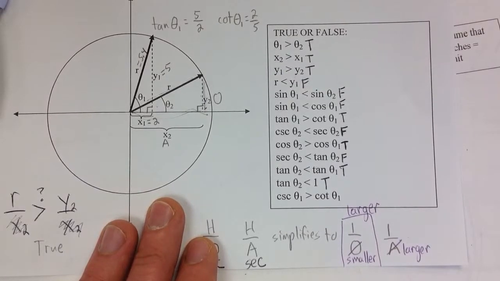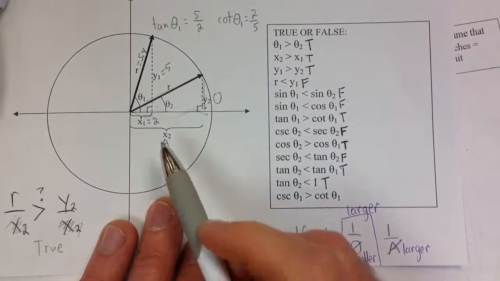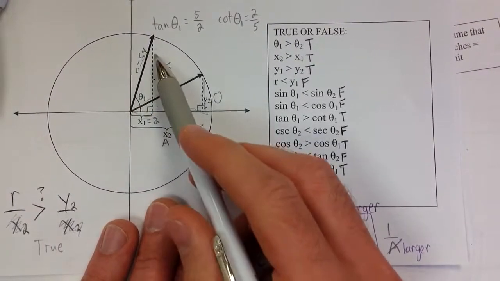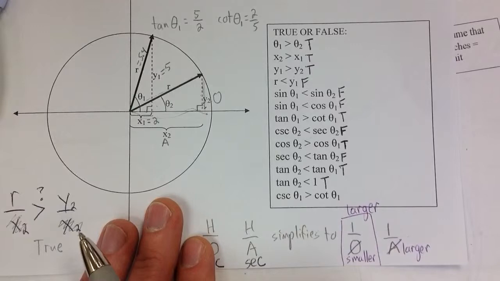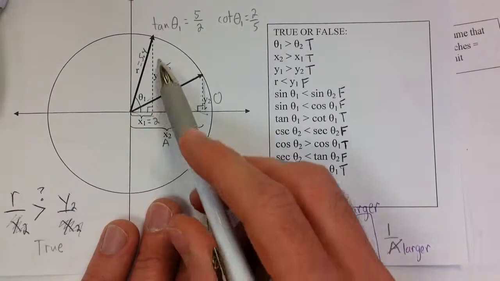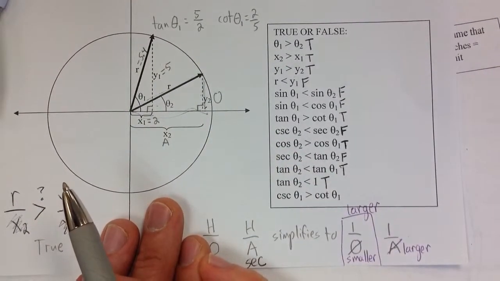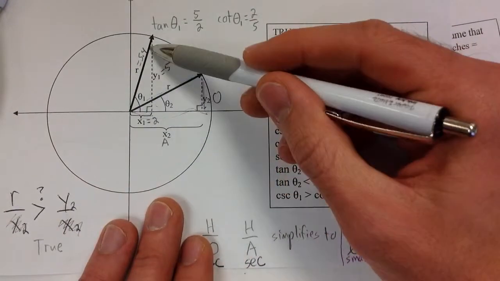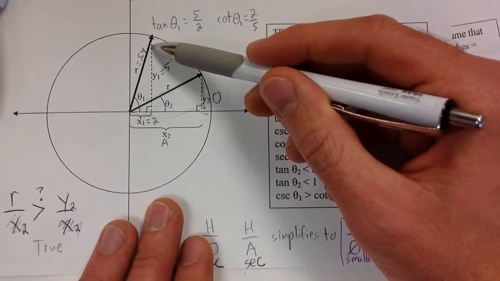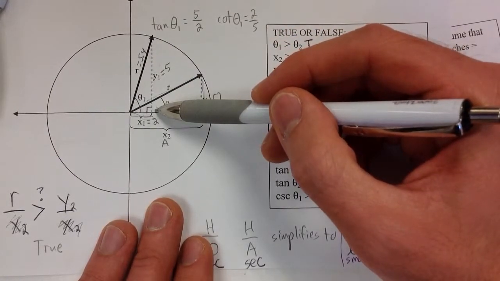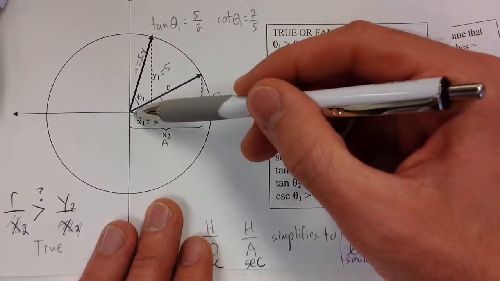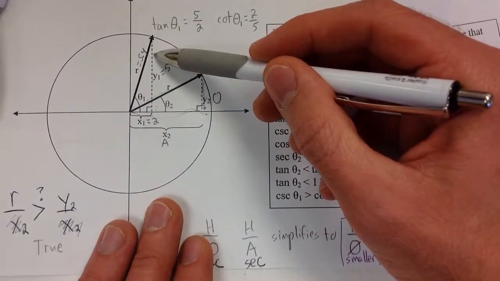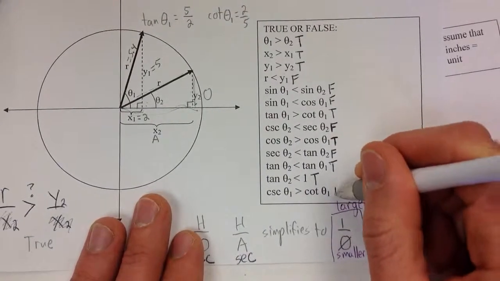And Nikki B, last one. Cosecant of theta 1, so r over y1. Do you think that is greater than x1 over y1? Yeah. r is the longest side over a side that's smaller than it, so that's going to be a number that's greater than 1. Comparing that to this, which is a number that's smaller than this, so that's going to be a number that's less than 1. So this is true.